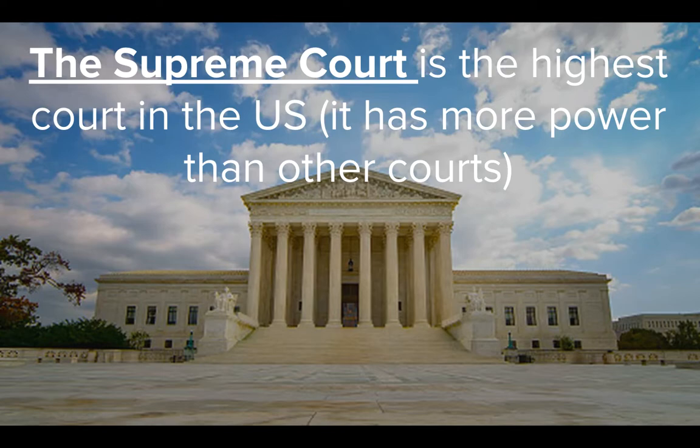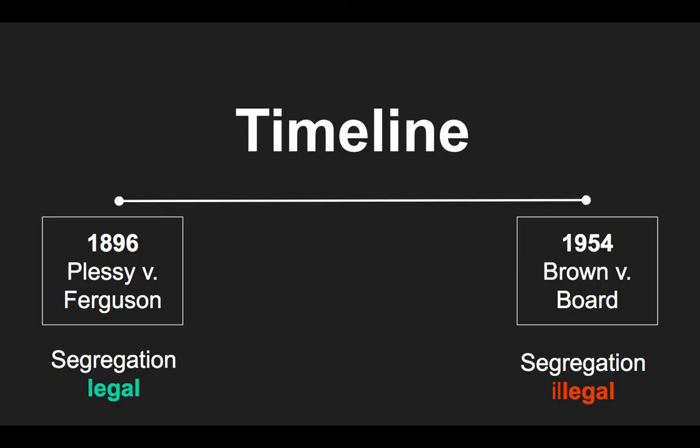So we're going to look at 2 Supreme Court decisions that were made about civil rights that are super important to know about. And so here's our timeline, and I'm going to ask you to draw this on your notes because it's important to know which one comes first. So on the left, we're going to start with Plessy versus Ferguson. This is back in 1896, quite a long time ago.